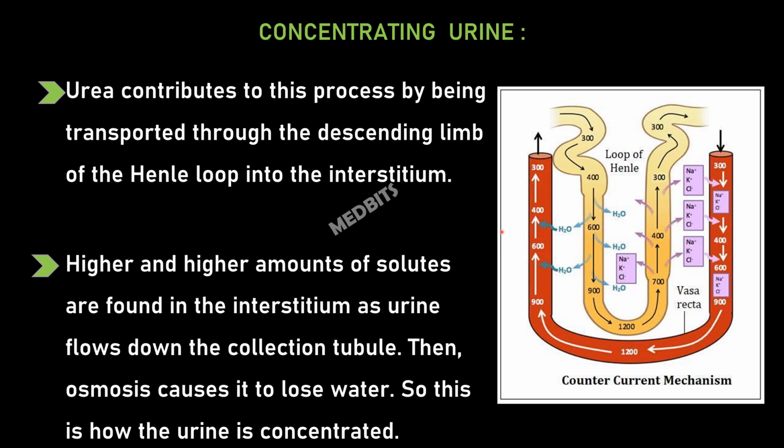Now about urea. Urea contributes to this process by being transported through the descending limb of Henle's loop into the interstitium. Higher and higher amounts of solutes are found in the interstitium as urine flows down from the collecting tubule. Then osmosis causes it to lose water. You can see here all H2O. So this is how the urine is concentrated.